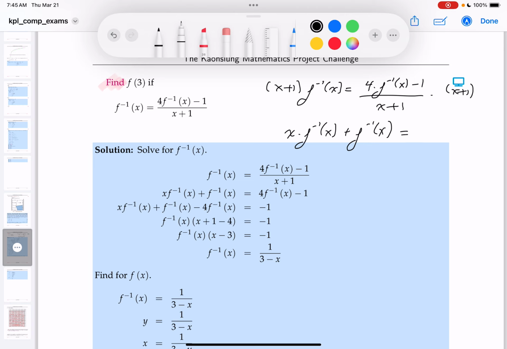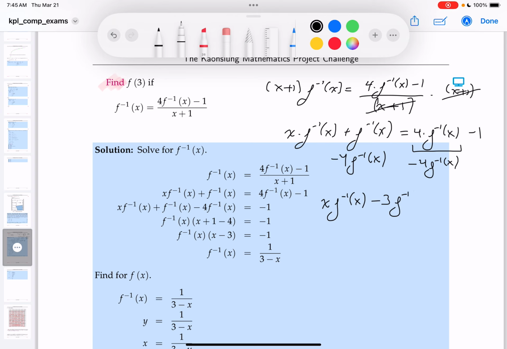On the right side, what do you get? Well, these things cancel off, and you get 4 times f inverse of x minus 1. Now I'm trying to get the f inverse on one side, so I'm going to subtract this from both sides. And what do you get? You get x f inverse minus 3 f inverse equals minus 1.